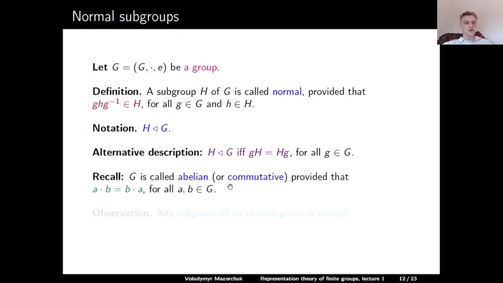Recall that a group G is called abelian or commutative, provided that the binary operation on this group commutes. So a times b is equal to b times a for all a and b in G. And from the alternative description, we immediately have that any subgroup of an abelian group is normal.